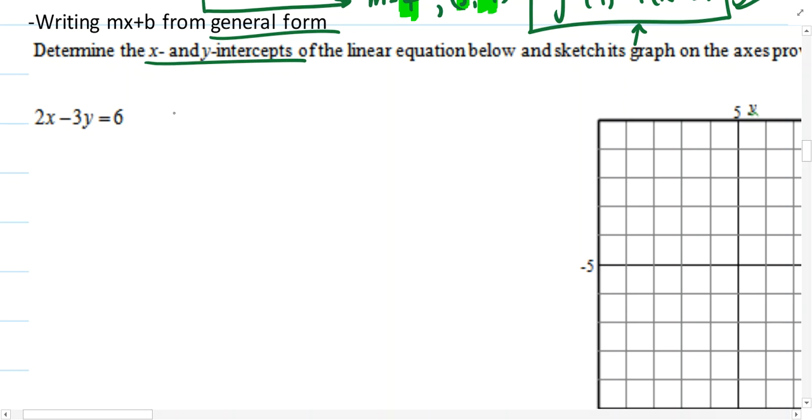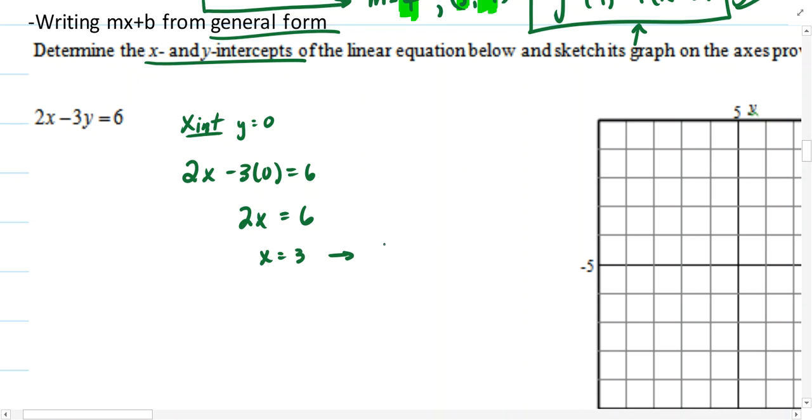So I'm going to find the x-intercept first. Recall that the x-intercept is found when y is set equal to 0. So if we take this equation, 2x minus 3 times 0 equals 6, we really only need to solve when 2x is equal to 6, which means that x is equal to 3. So therefore, we have a coordinate at (3, 0). When x is 3, y is 0, and vice versa. When y is 0, x is 3.